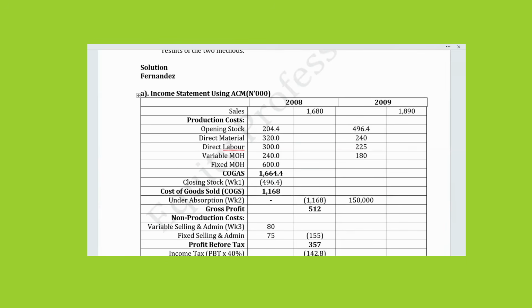180,000. Then fixed manufacturing overhead, 3 naira multiplied by 150,000 units, which is 450,000. Okay, so add everything together. What do you have? Add all of this: 496.4 plus 240 plus 225 plus 180 plus 450. What do you get? 1591.4.